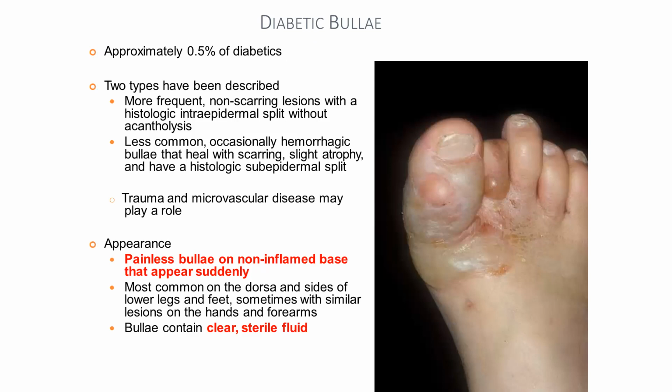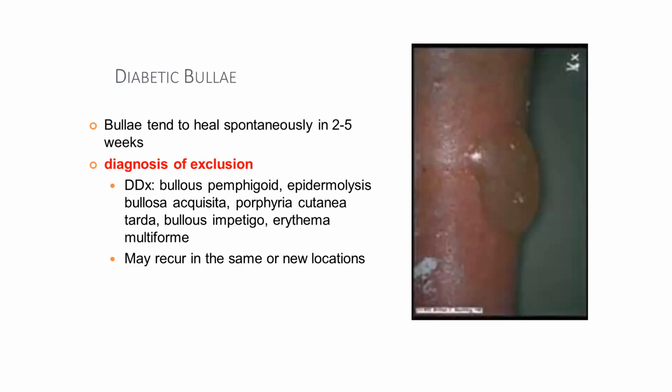Two types have been described: more frequent, the non-scarring lesions with intraepidermal split; less common, hemorrhagic bulla that heals with scarring, slight atrophy, and hemorrhagic subepidermal split. Trauma and microvascular disease may play a role. These are painless bullae on non-inflamed base that appear suddenly. Sterile clear fluid may be present in the bulla. They tend to heal spontaneously in 2 to 5 weeks.